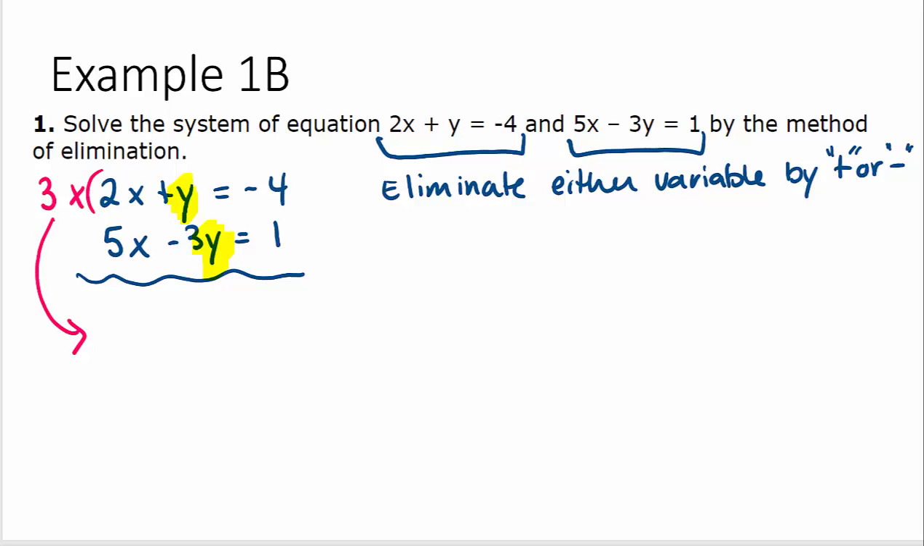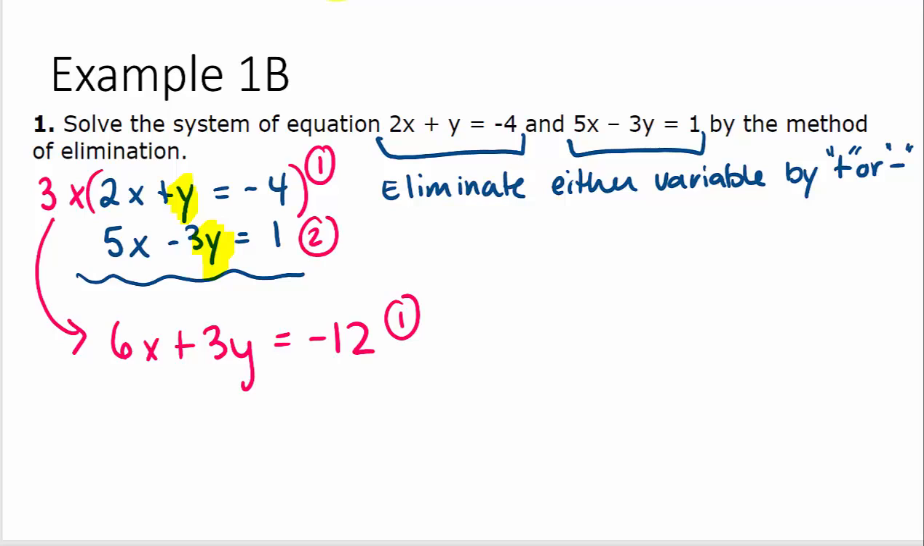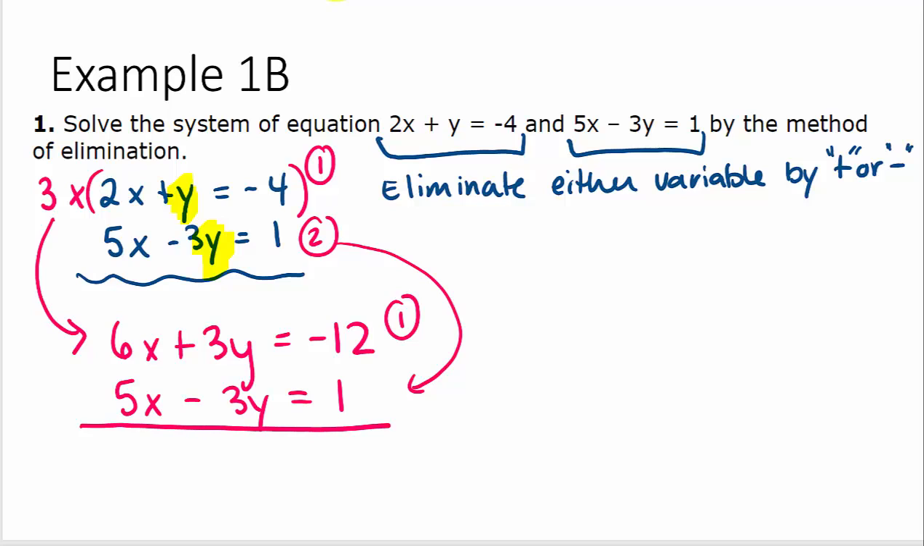So I'm going to multiply the top equation by 3 and rewrite it. If I do that, I get 6x plus 3y is equal to negative 12. So if this was equation 1, this is my new equation 1. And here's equation 2. And I'm going to stack equation 2 down below. 5x minus 3y is equal to 1.